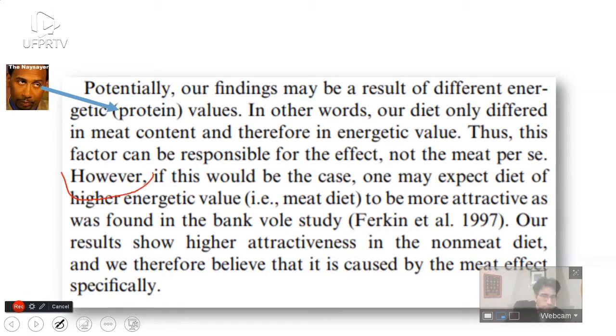However, so you have this hypothetical and then the real. However, if this would be the case, one may expect diet of high energetic value, i.e. meat diet, to be more attractive, as we found in the Bank-Vol study.